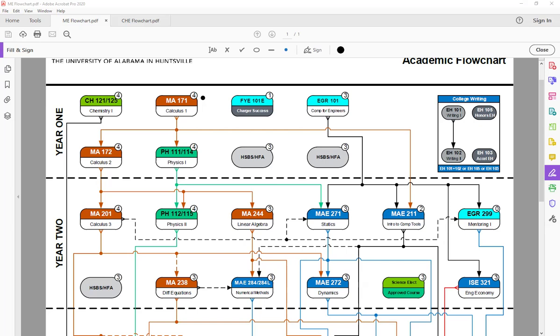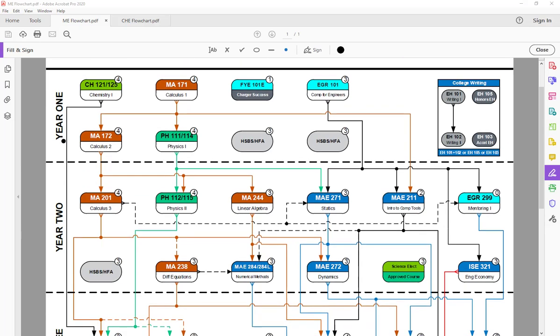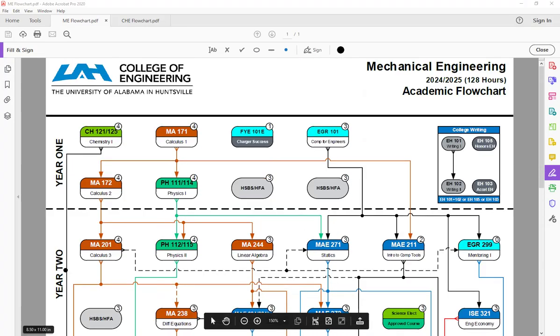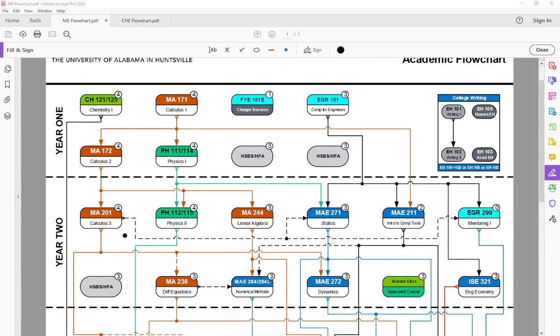You might have noticed the flowchart is divided into 4 years. Here's year 1, year 2, year 3, and year 4. Each year has 2 rows. In year 1, the first row represents a common first fall semester. The second row is a common first spring semester. In year 2, there's a fall and spring as well, and so on.